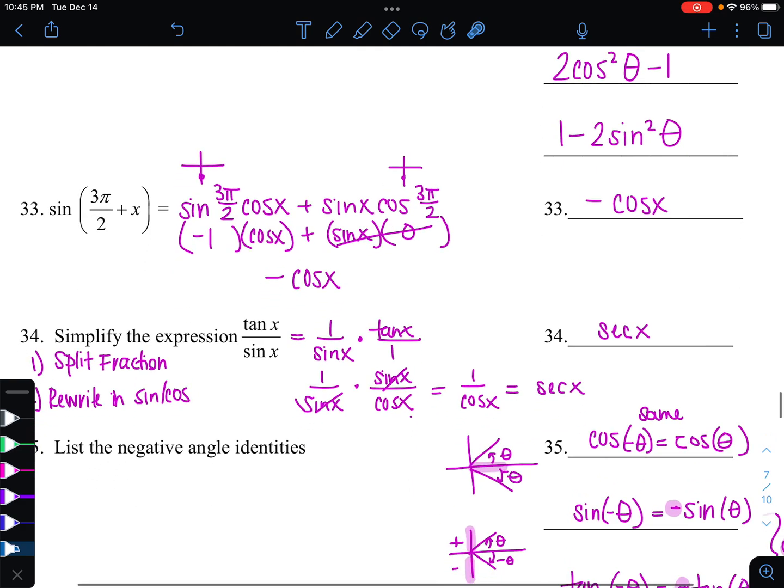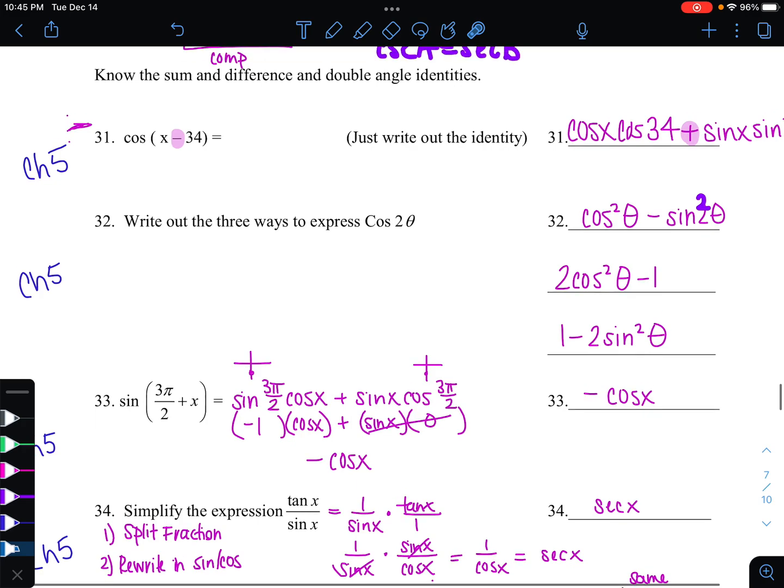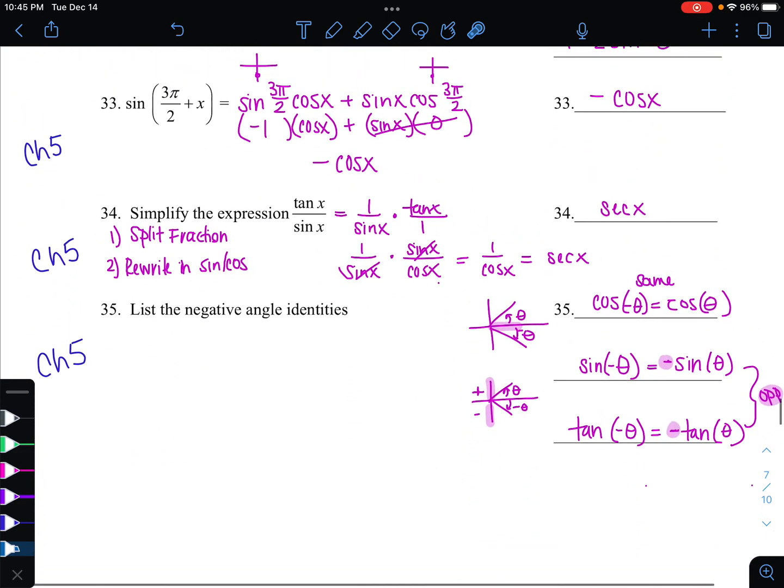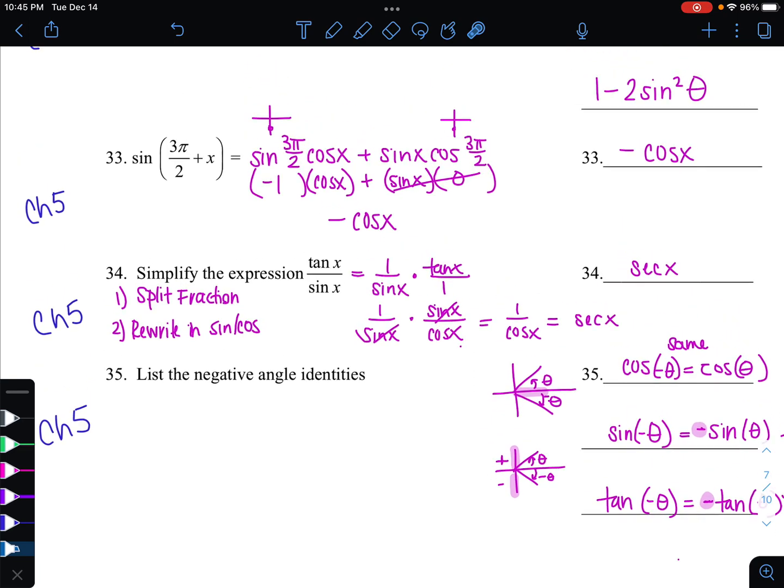Okay, we saw a lot of problems in this chapter where we evaluated using our double angle, sum and difference identities. We also saw a lot of expressions where we had to use our identities to simplify expressions. So we weren't really evaluating, just simplifying.